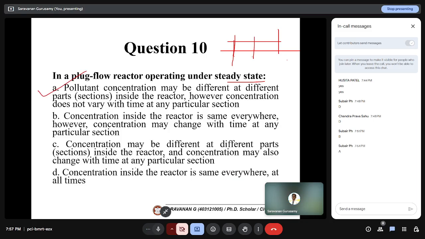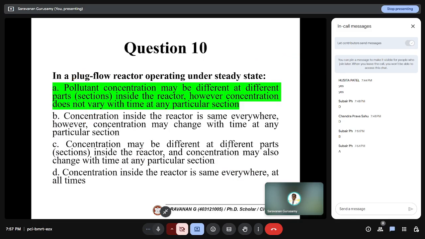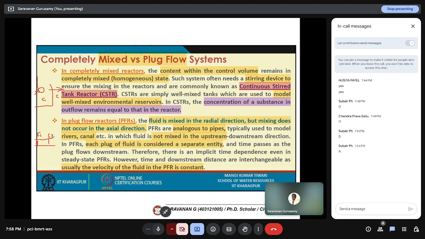So this is correct. Concentration inside the reactor is the same everywhere: this is wrong, this is a continuous tank reactor. Concentration may be different at a different point: that is correct. Concentration may also change with time: no, it is a steady state, it will not change. So first is correct. You got it? If it is a plug flow and a steady state, this is correct.